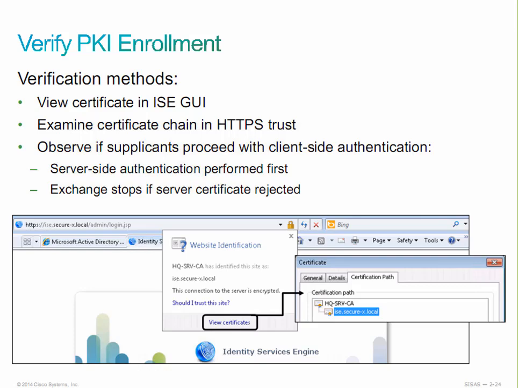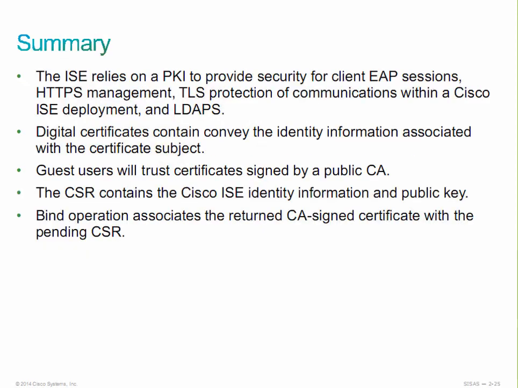Since server authentication is always performed before client authentication, the supplicants have to successfully validate the ISE certificate before you can see any access attempts through the ISE GUI. So if there is an issue with the certificate, you would notice that as part of the initial communication process from the supplicants themselves. All right. So that concludes that lesson.